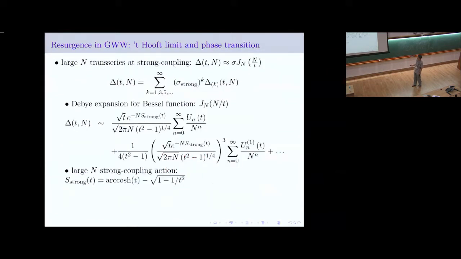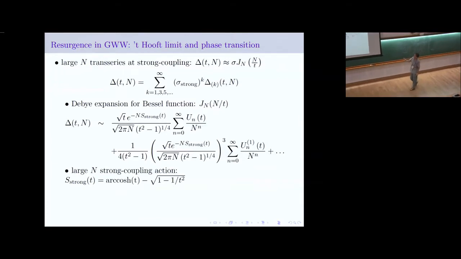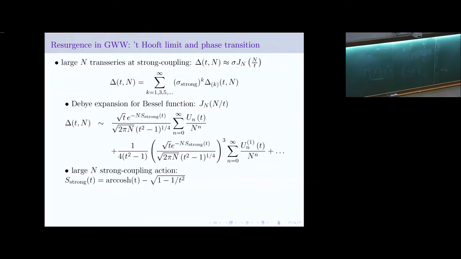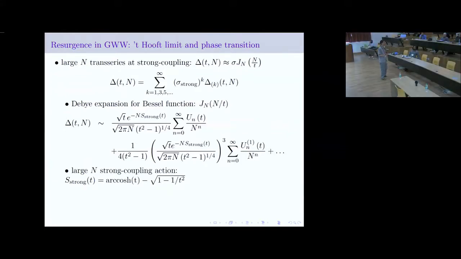So what about strong coupling? We already did strong coupling in terms of x, but now let's do strong coupling in the 't Hooft language, meaning a large n expansion. So remember that the leading behavior was J_n of x, but x is n over t. So what we actually want is this uniform limit where J_n of n over t and we take n to infinity.